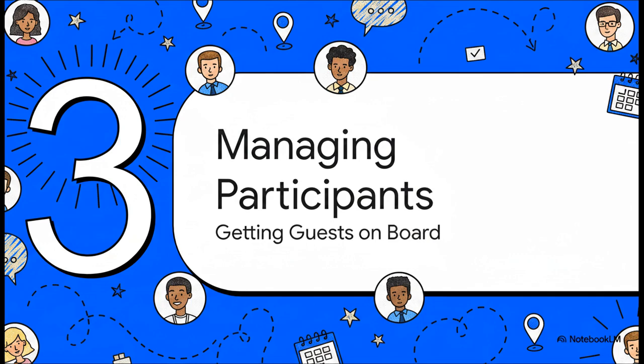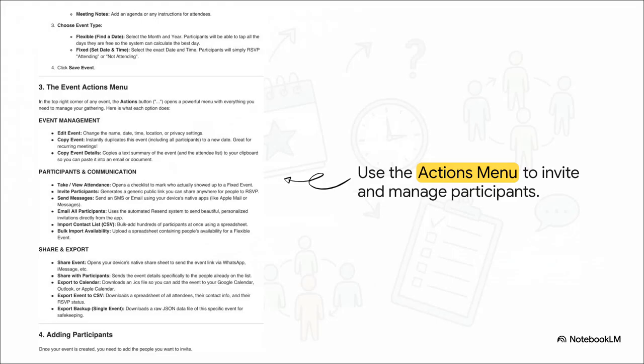Section 3. Inviting and managing participants. Obviously, an event isn't much of an event without people. The Actions menu is basically your ultimate command center. Tucked right in the corner of any event, that little button opens up a massive array of tools. From there, you can copy event details, import huge CSV contact lists, which is a lifesaver if you're hosting a massive conference, and seamlessly add people straight from your global participant directory. So you literally never have to type the same name twice.